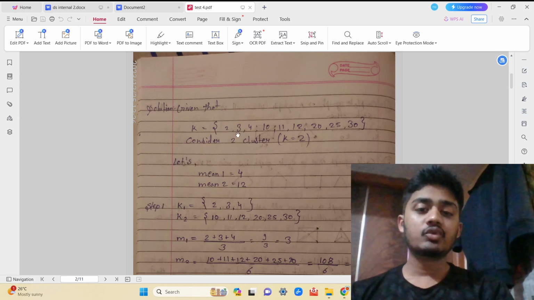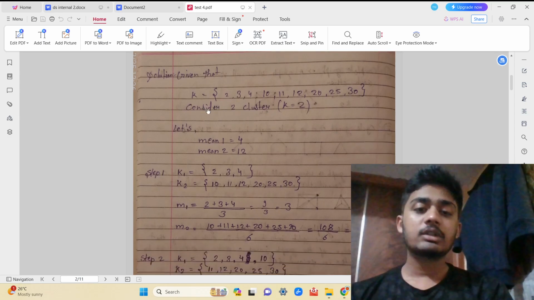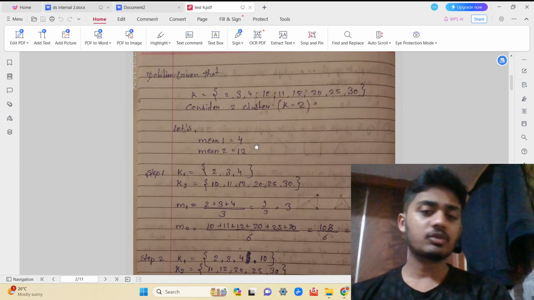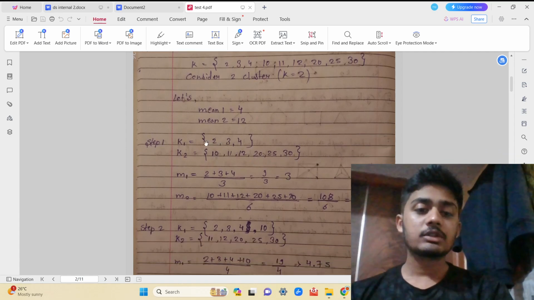Now given here is 2, 3, 4, 10, 11, 12, 20, 25 and 30. Consider that there are two clusters, k equal to 2. Let's take mean 1 equal to 4 and mean 2 equal to 12. Now the first cluster will be 2, 3, 4 because these are closest to 4, and the second will be 10, 11, 12, 20, 25, 30 because these are closest to 12.